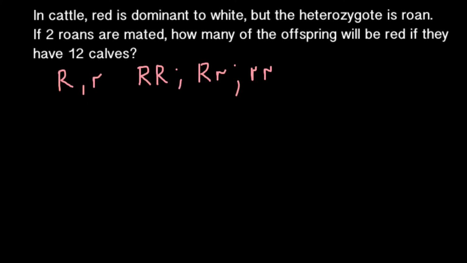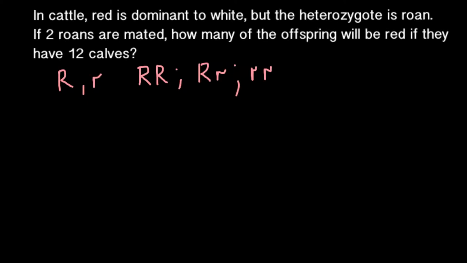In simple Mendelian genetics, where capital R is dominant over the recessive small r, we would have two phenotypes. These two genotypes would make one phenotype, and this genotype would make another phenotype. So two phenotypes: this would be red and this would be white. But here we are told that the heterozygote is roan. So this genotype is phenotypically different from this genotype and this genotype. That means that this is incomplete dominance.